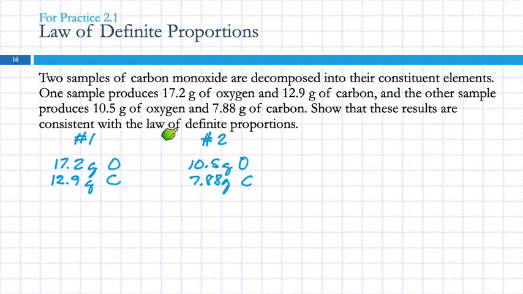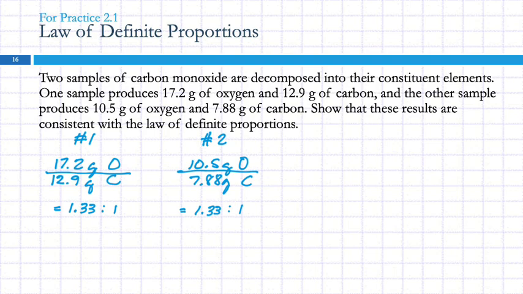So the law of definite proportions says that the ratio of the element masses has to be the same if it's the same compound. Right? So we can take the mass of oxygen and divide by the mass of carbon and see what we get. So here the ratio is 1.33 to 1. And here this is also 1.33 to 1. The ratio is the same.